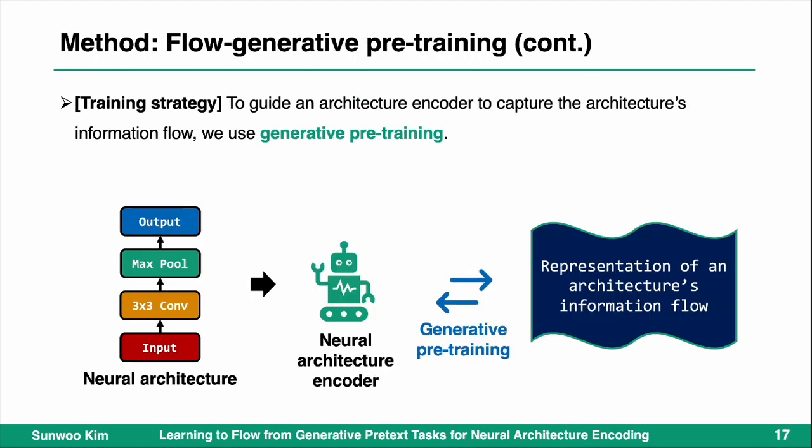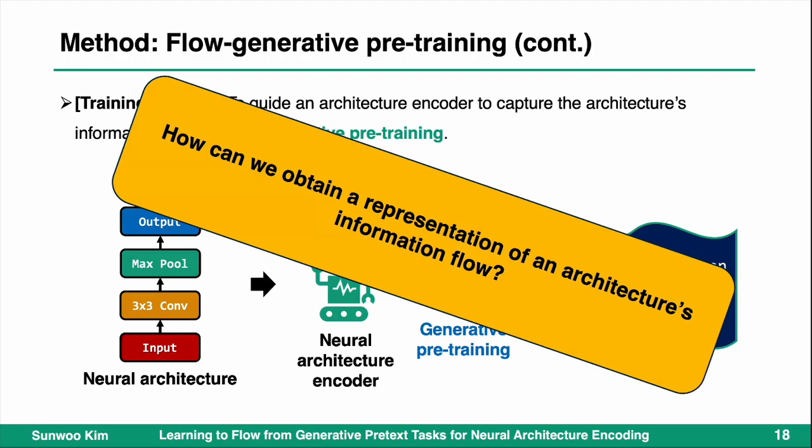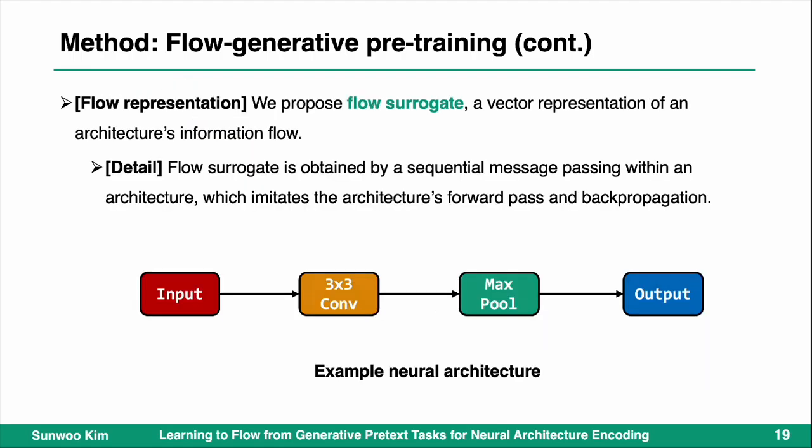To let an encoder learn this, we use generative pre-training. That is, we train an encoder to generate the flow representation of a neural architecture to capture the information flow of the architecture. Then, how can we obtain the representation of information flow? To this end, we propose flow surrogate, a vector representation of an architecture's information flow.